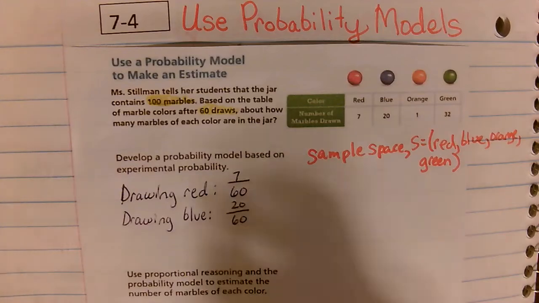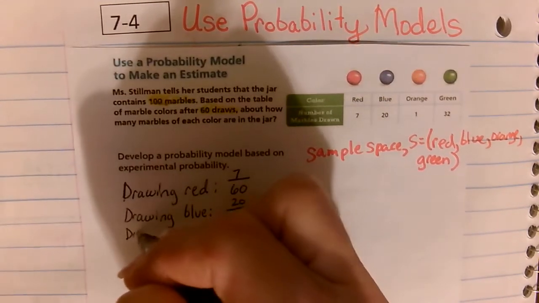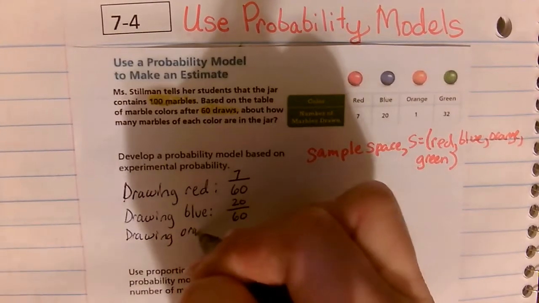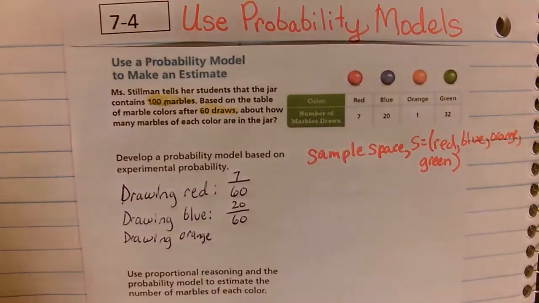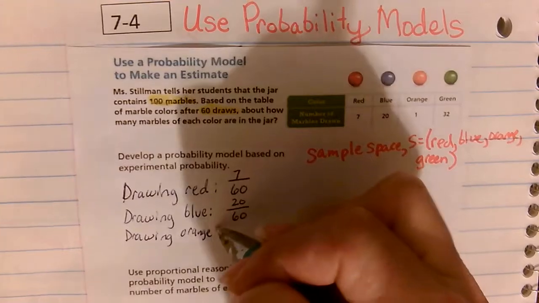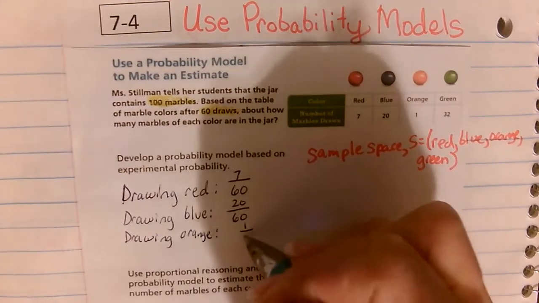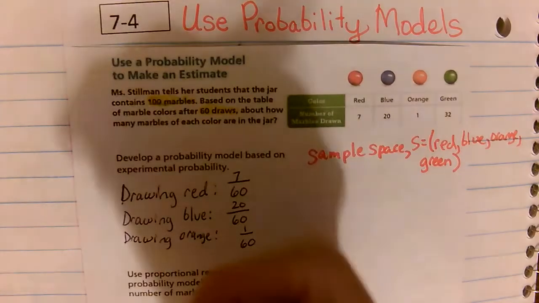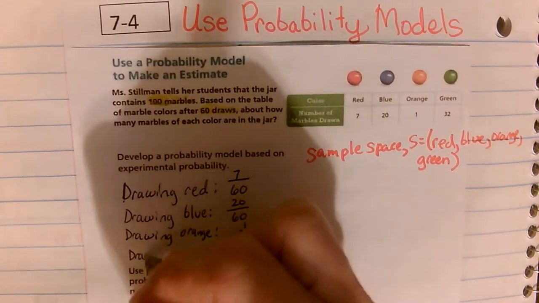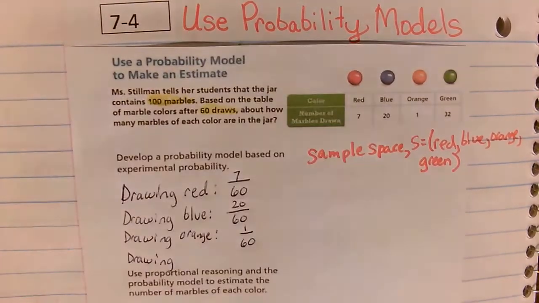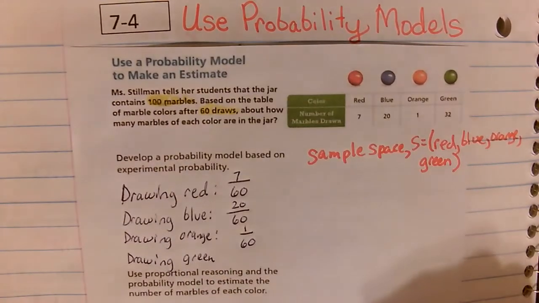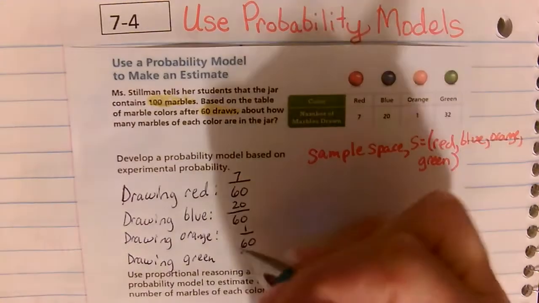Drawing an orange marble, that was 1 out of 60. And drawing a green marble, drawing green, that was 32 out of 60.